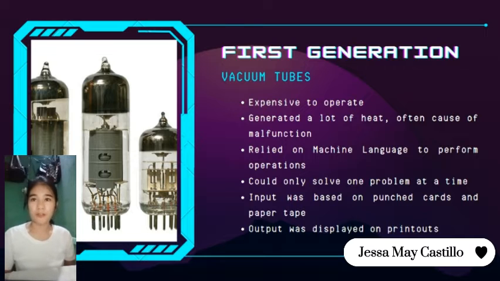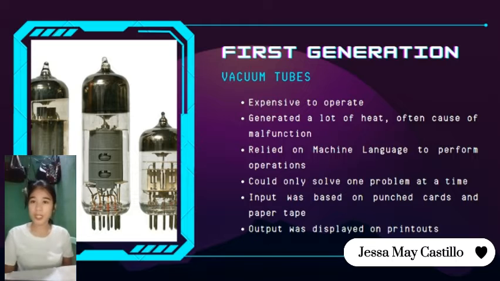So, in the first generation, the first computers used vacuum tubes for circuitry and magnetic drums for memory. When we say vacuum tubes, it is a device that controls electric current flow in a high vacuum between electrodes to which an electric potential difference has been applied.